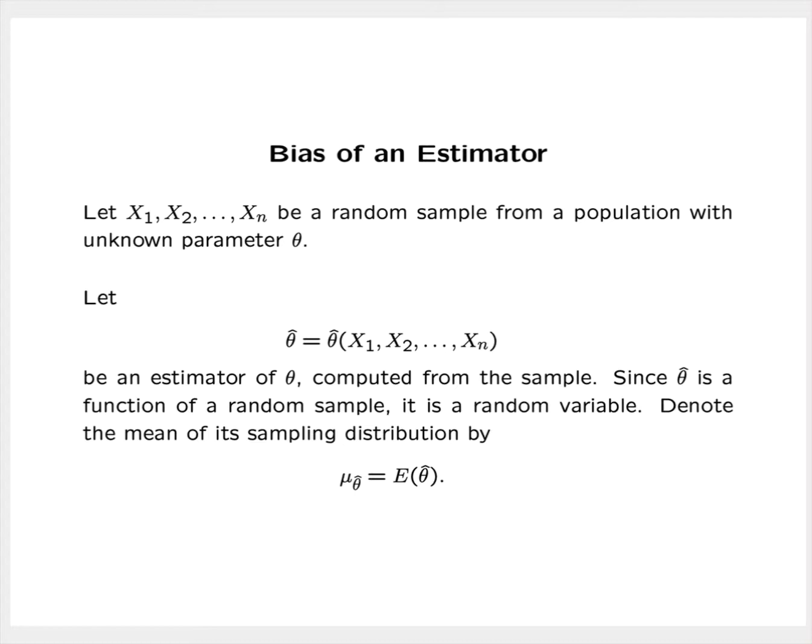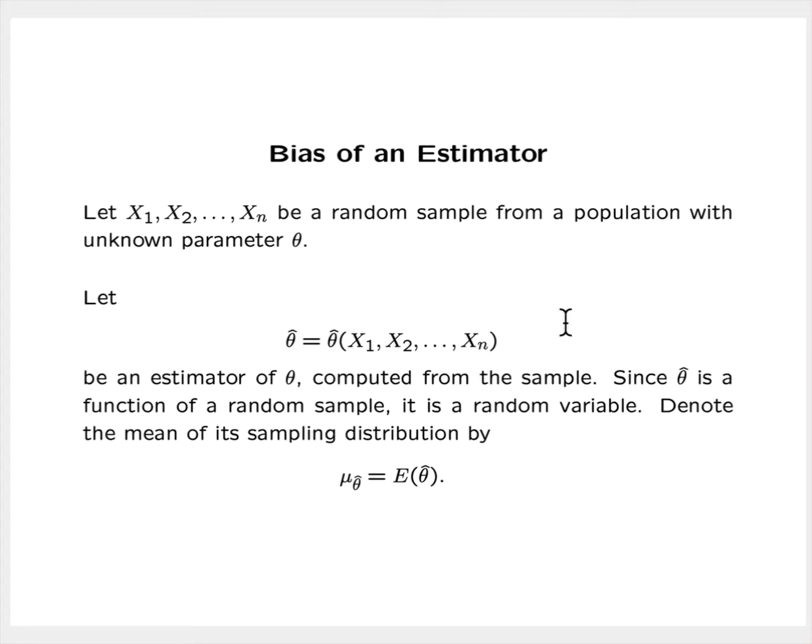So let x1, x2, and so forth up to x sub n be a random sample from a population with an unknown parameter which we'll denote by theta. Now let's denote an estimator of theta by theta hat. If we want to emphasize the fact that this is a function of the sample, we might denote it this way, theta hat, as a function of the sample values. But typically that will be understood, and we'll just denote this estimator by theta hat. So theta hat is an estimator of the unknown parameter theta, and it's computed from the sample.